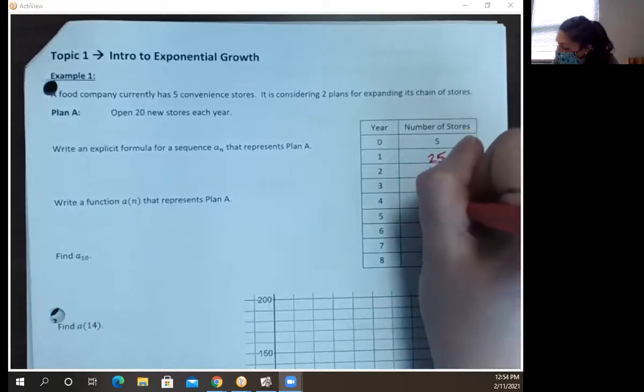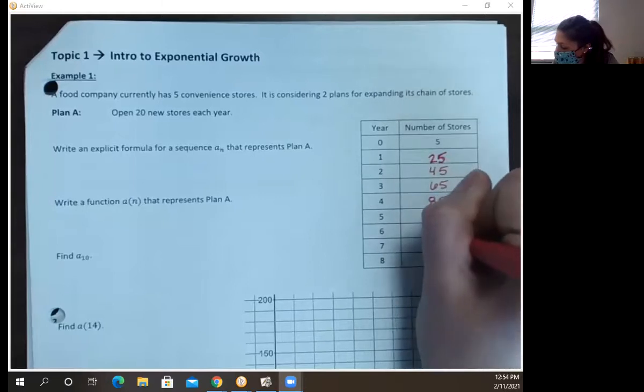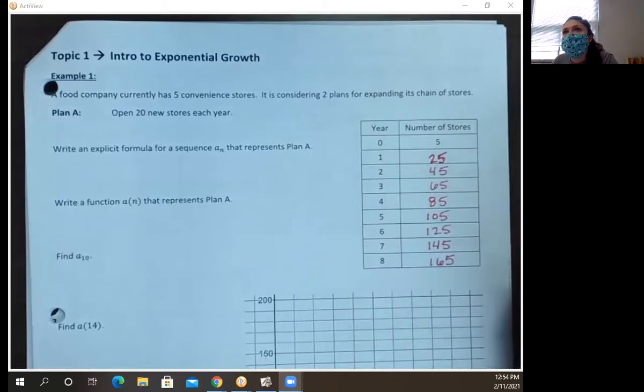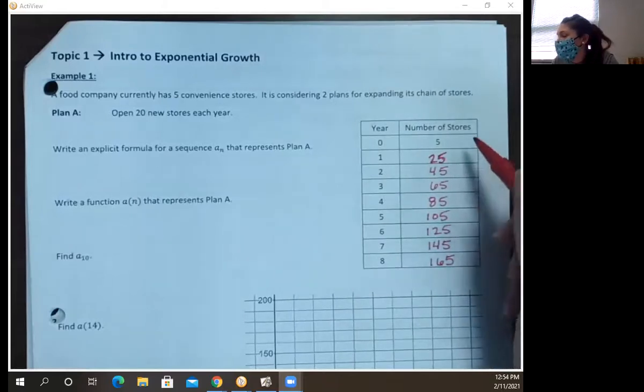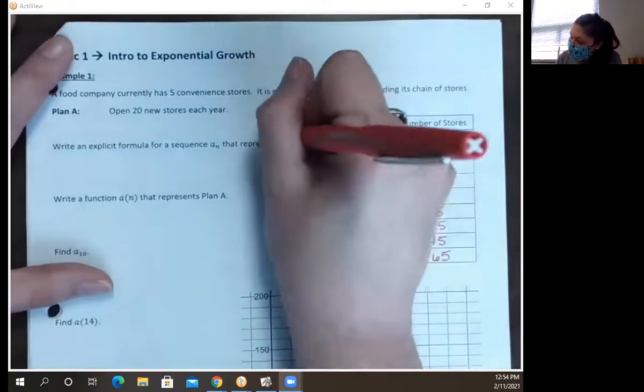And then 85, 105, 125, I'm just adding 20 each time, 145, and 165. What does this remind you of from our last unit? This is kind of like what? Yeah, this is like an arithmetic sequence.